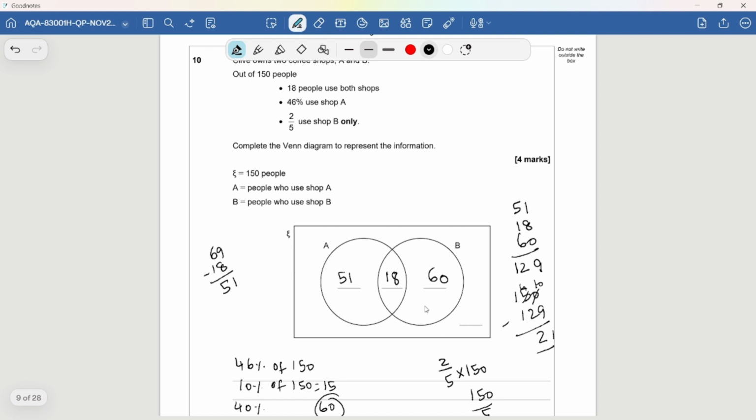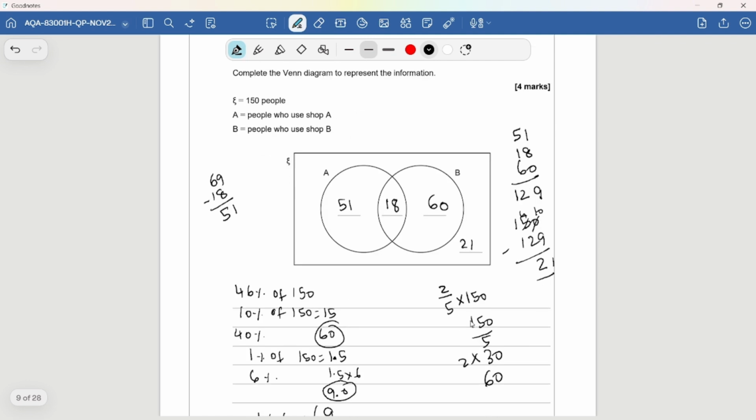So where would they go? They are not using either shop A or B. So they remain outside somewhere here in the universal set. So I can write them here. This is how we complete the Venn diagram.